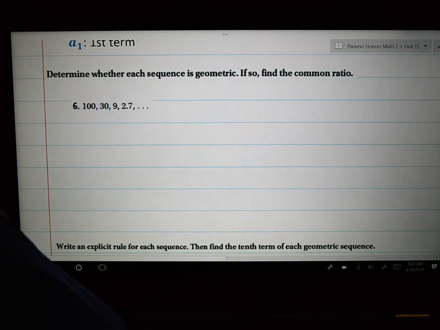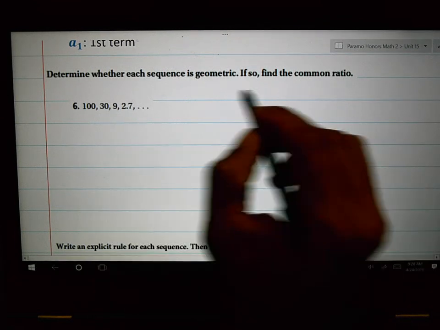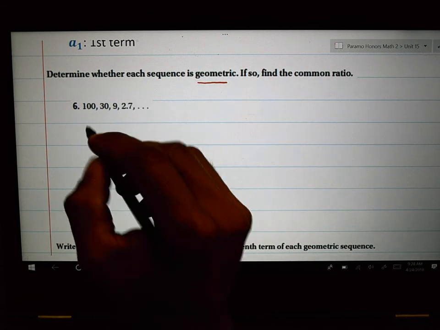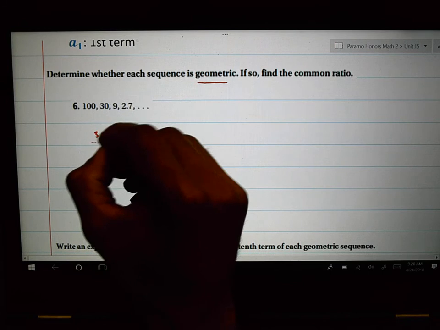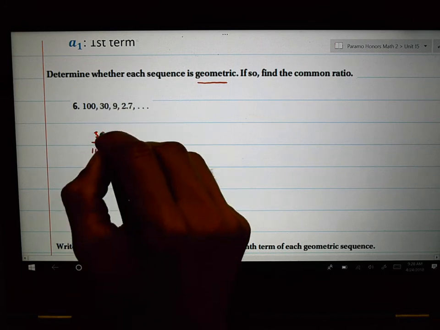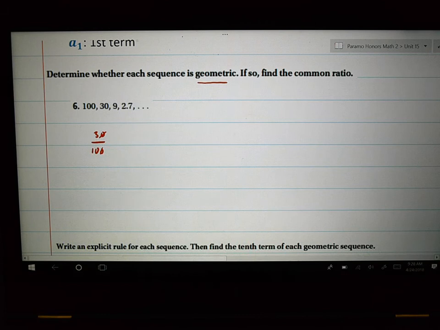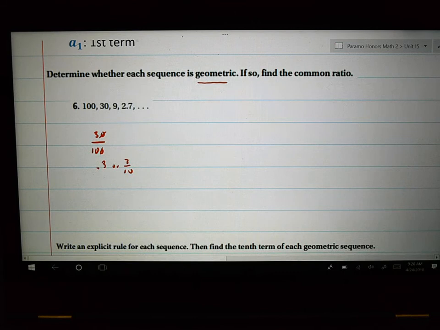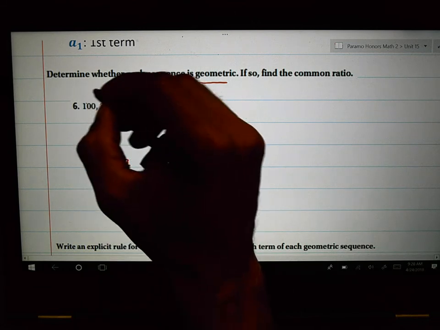Number 6, determine whether the sequence is geometric. If so, find the common ratio. You have to decide, are you multiplying by the same amount every single time to get to the next number? Here's how I do it. If it is geometric, then I'm going to multiply this by something to get there. So sometimes I'll just take this number and divide by this number. And I go, oh, it's 3/10. 0.3 or 3/10. Let's see if that works.